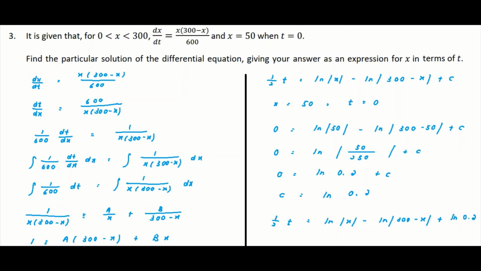So how do we change it into a particular form? Don't forget, this question asks you to give your answer as an expression for x in terms of t. So you should write your answer like x equals to what. There are a lot of things that we need to move on from here. How do we actually change x to become the subject of this equation? Maybe we need to combine the terms that we have first.